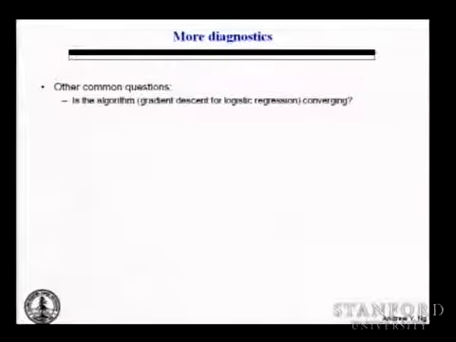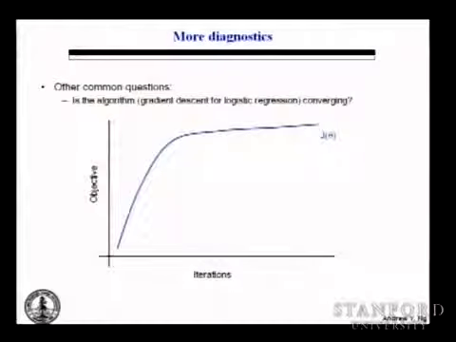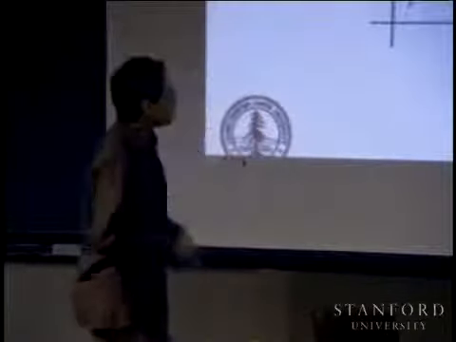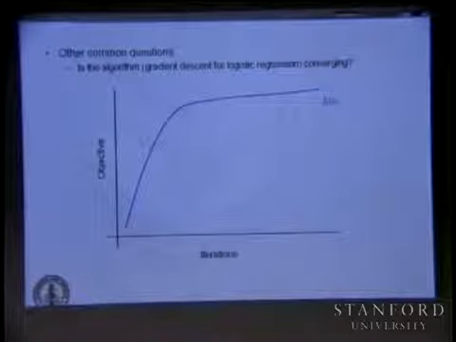So it turns out that one other common question that comes up is the question of, is the algorithm converging? So you might suspect that maybe the problem with logistic regression is that it's just not converging. Maybe you need to run it for more iterations. It turns out that, again, if you look at the optimization objective, say logistic regression is optimizing J of theta, and you look at the optimization objective as a function of the number of iterations, if you look at this curve, it sort of looks like it's going up, but it sort of looks like it's asymptoting.